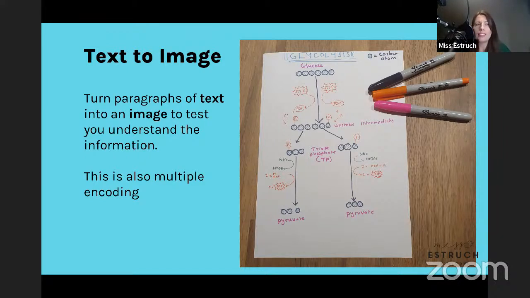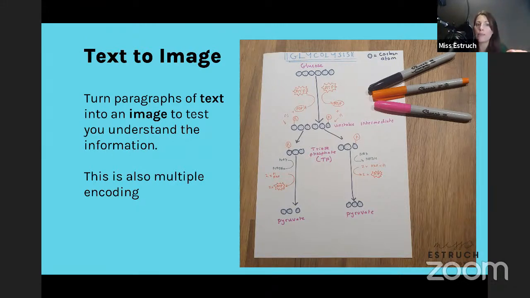And I think we talked about this a little bit last week, because someone said, would you recommend revising with music on? And I said no, because you're using the same part of your brain if you're reading and listening to music with lyrics. And this is this idea of multiple encoding.